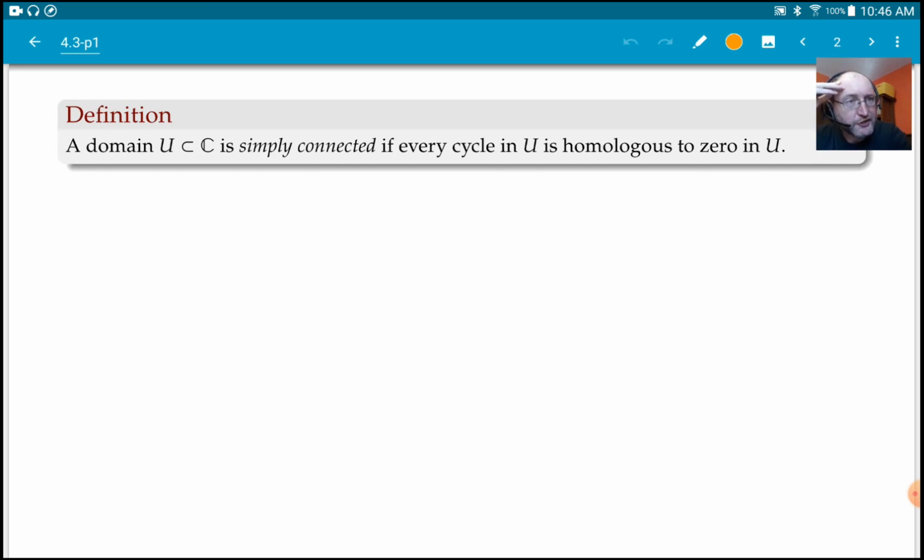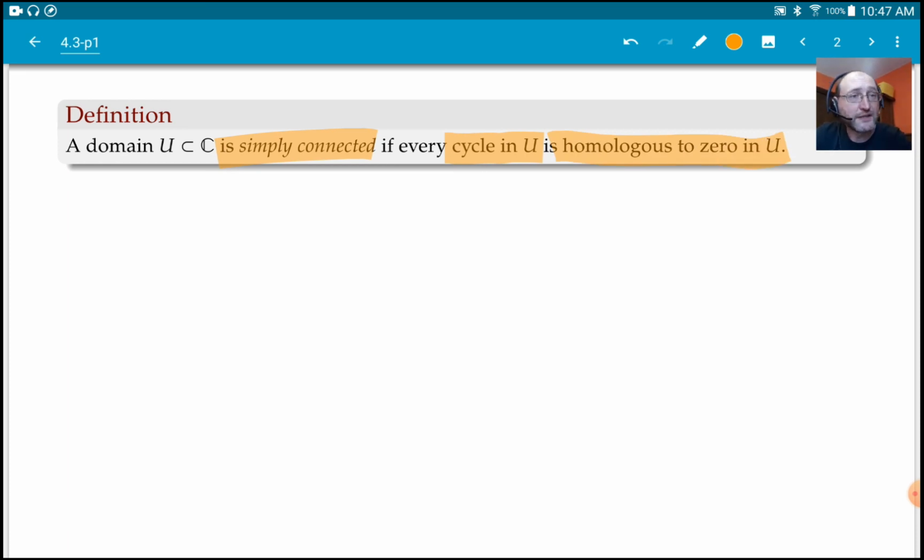And so we make a definition. It's actually the wrong definition. We're gonna say a little bit about that in a moment. Why is this the wrong definition? But this is going to be the definition for us in this course. It's not that wrong. It works for domains in C. So how do we define this? We say a domain is simply connected if every cycle in U is homologous to 0 in U.